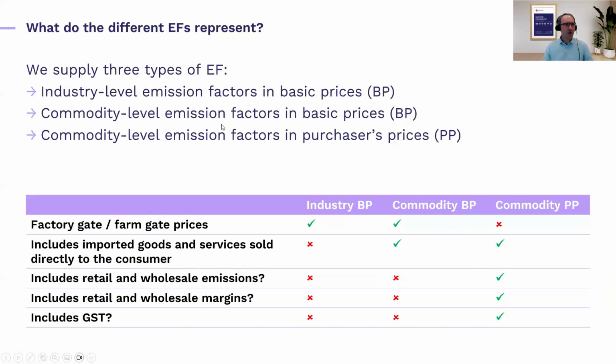I mentioned before commodities and industries. It's worth just describing briefly what those things are. So we provide emission factors for industries, which are in basic prices. Basic prices you can think of as kind of like a farm gate or factory gate type price. We also provide commodity level emission factors in both basic prices and purchasers prices. Purchasers prices are at the wholesaler or retailer. They include the markup that's applied, the transport to get it to the retailer or the wholesaler, and in our emission factor set, they also include GST in purchasers prices, but you can choose to exclude that inside the Excel file.